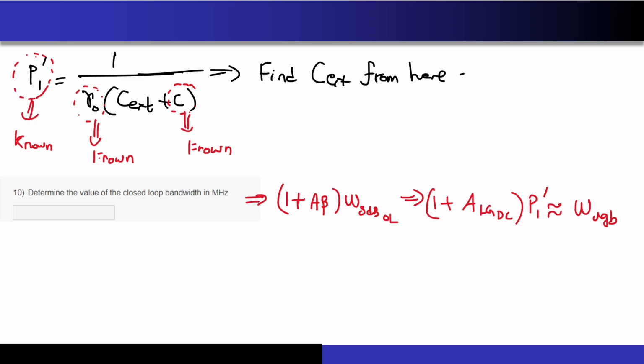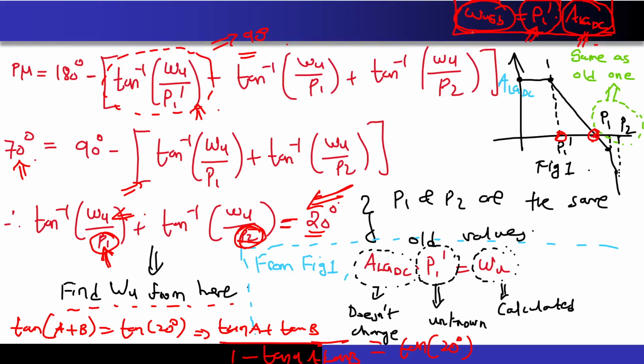And now once you know the location of the dominant pole of the system, that is P1 dash, let's write the expression for P1 dash. It was nothing but 1 by R naught into the net capacitance. The net capacitance is nothing but the external cap that I had added plus the cap that is present at the output of the stage. If I know this, from where did I get it? From this particular expression I got that, correct?